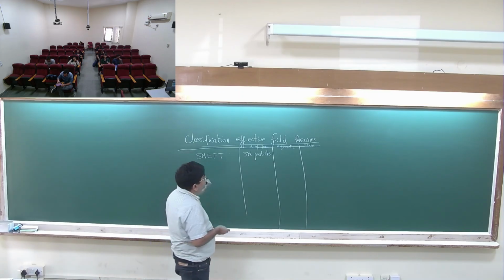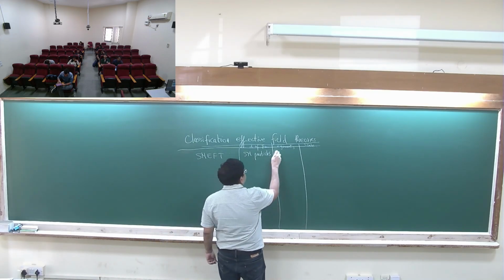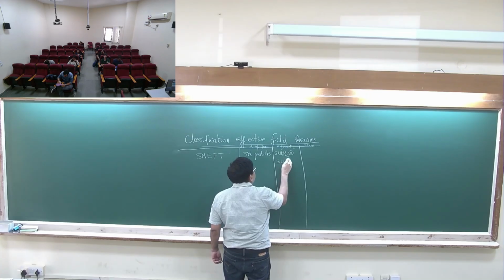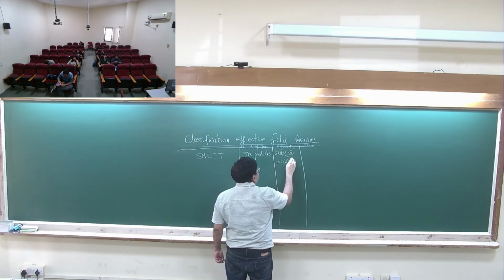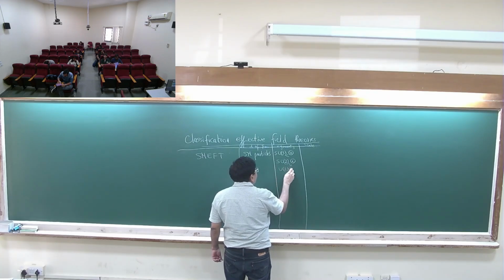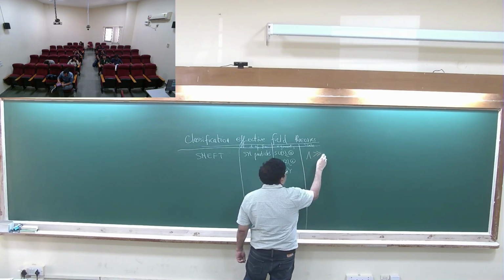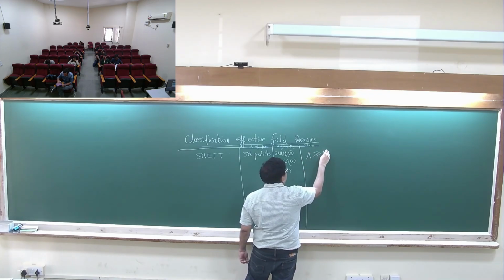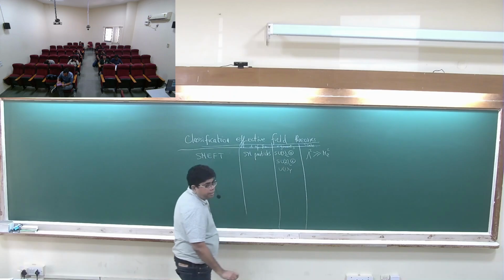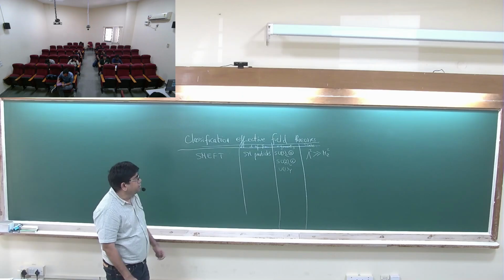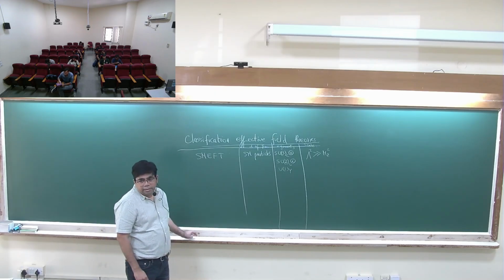SMEFT. The symmetry is just SU(3)C times SU(2)L times U(1)Y, and the scale is much greater than MW squared, essentially, which is much higher than the weak scale. That's the only thing, one order of magnitude.